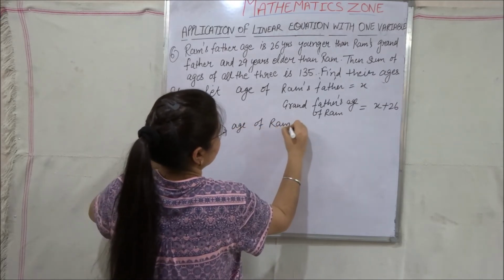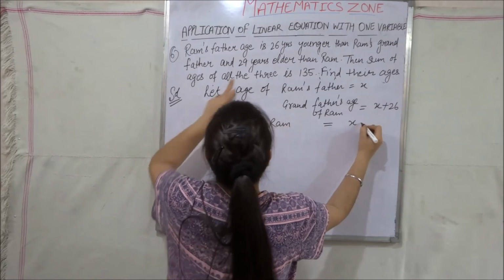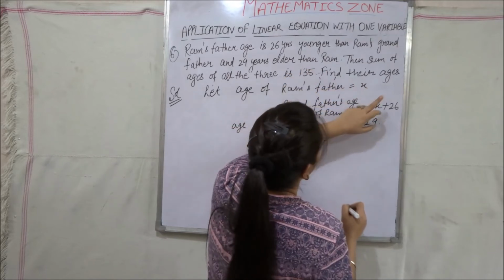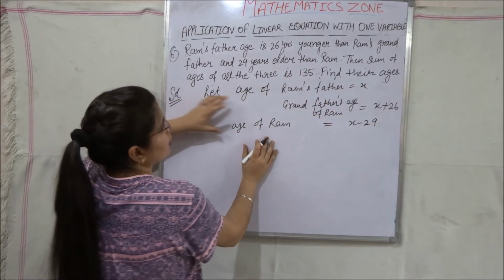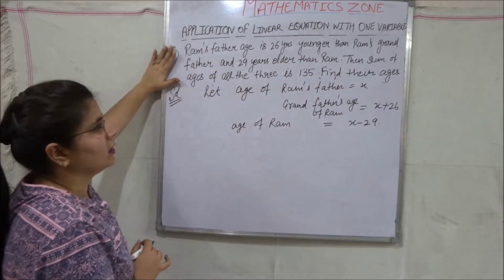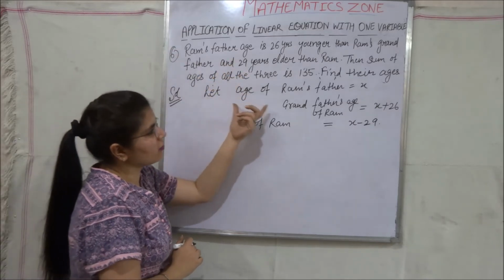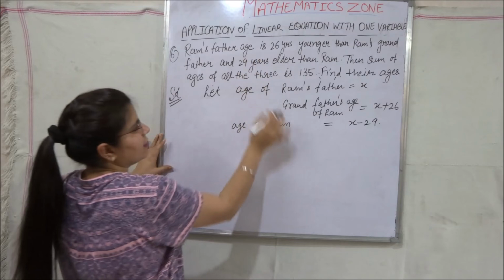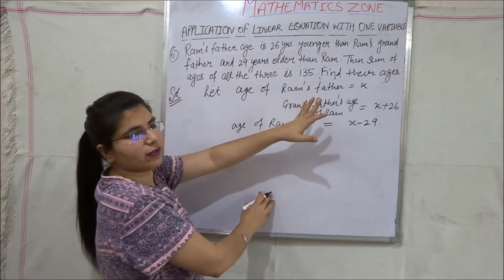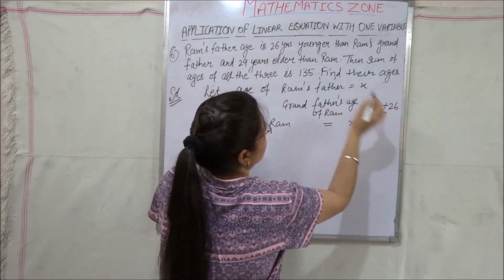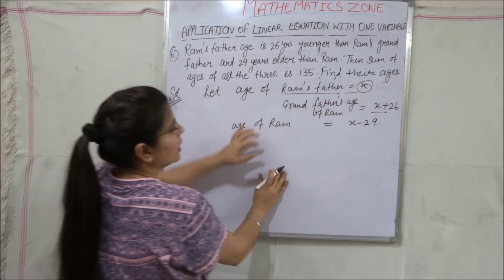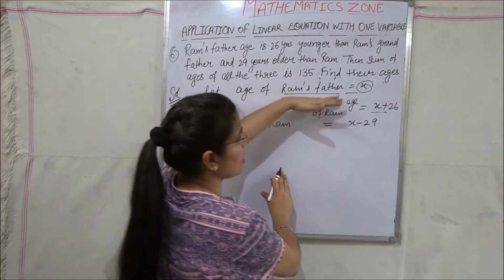is x, the elder, x minus 29. These ages are taken in the opposite sense as given in the statement. The reason is that if we take the age of Ram as x, then it is very difficult to take the ages of the father and the respective grandfather. So to solve that problem, we take Ram's father's age as x, because Ram's father lies between Ram and Ram's grandfather.